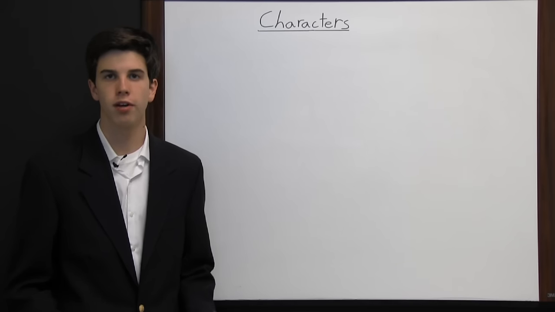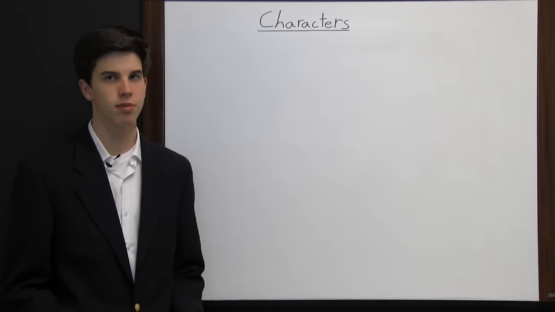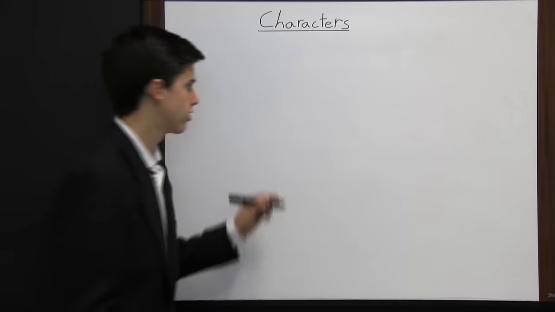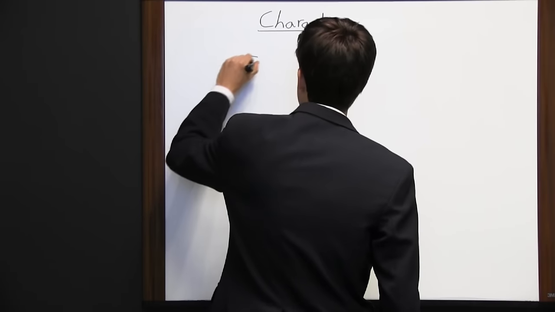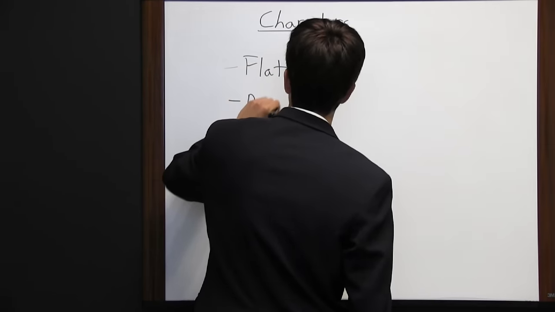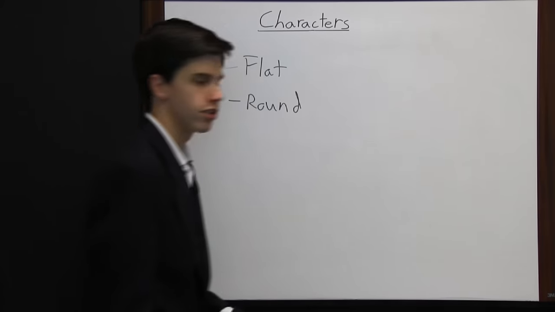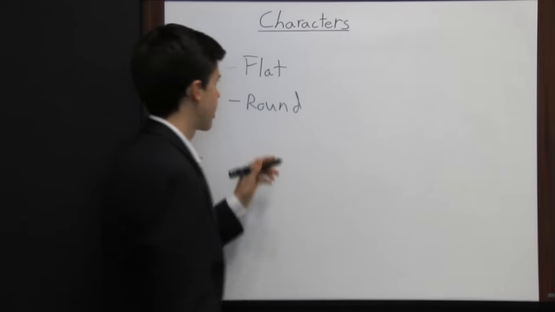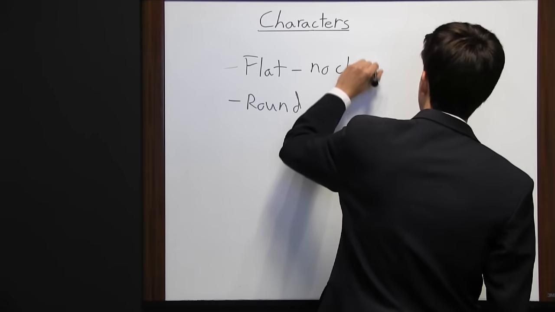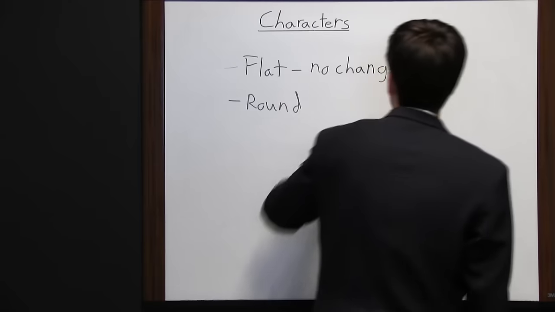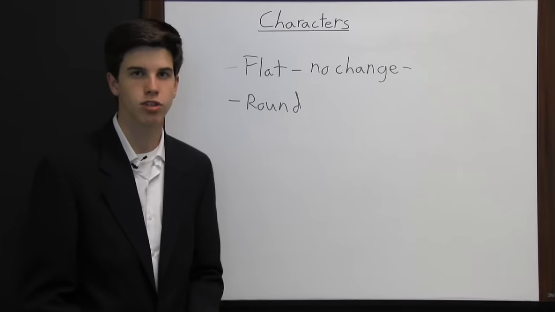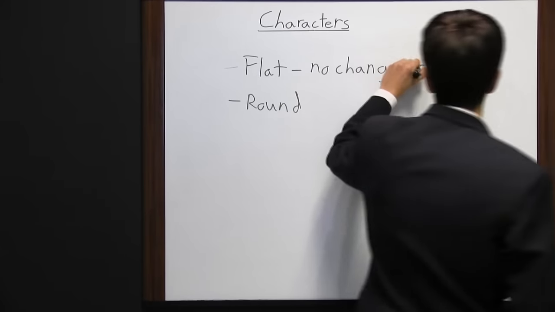Characters are an essential part of every story, so characters can be classified into two main categories, flat and round. The terms flat and round pertain to how much the character changes throughout the story. So flat characters have little change in personality throughout the story, or many times no change in personality. They're very predictable, they're always the same. And because they're predictable, they can be considered not very interesting. So that's why they play small roles in the story.